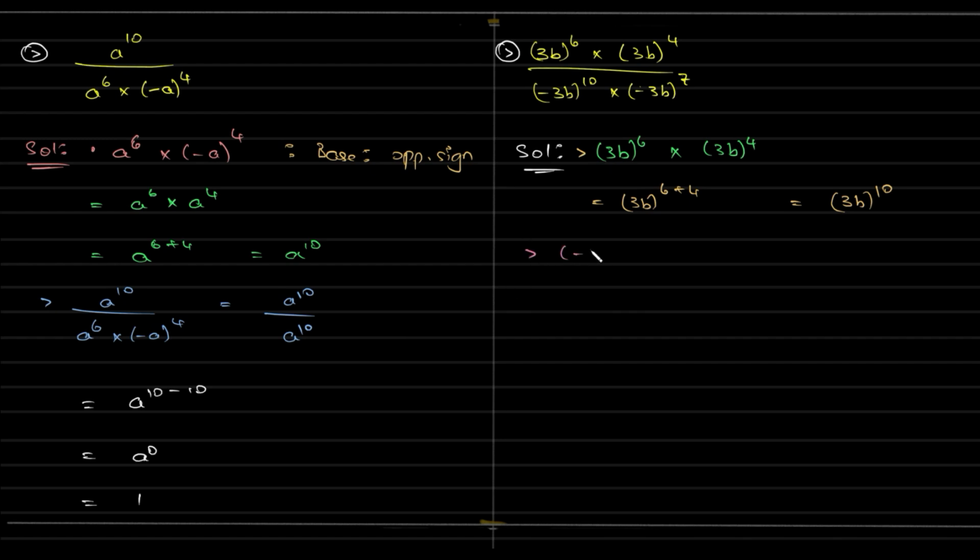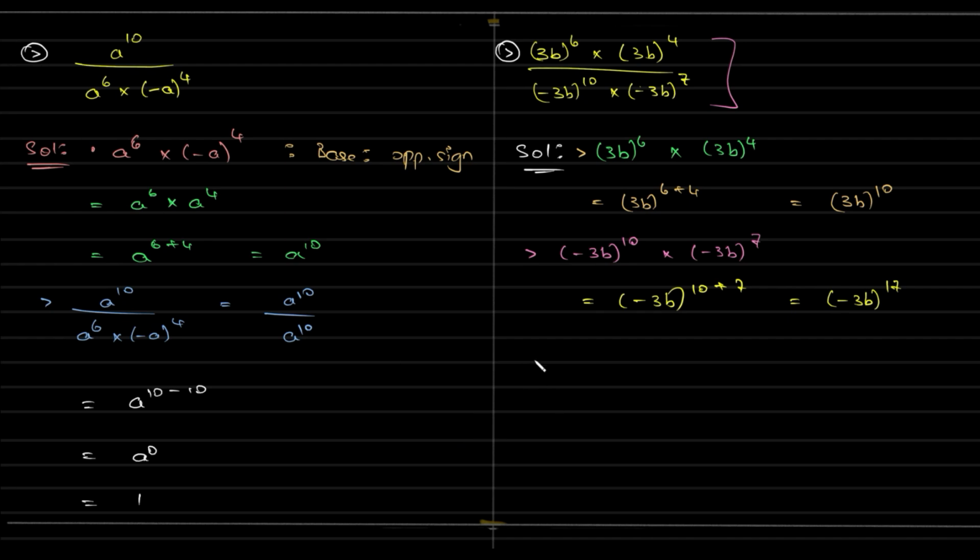Next we have negative 3b whole to the power of 10 into negative 3b whole to the power of 7. Same base, is it not? Within this entire question, the bases are different. But if I take this as a question, the base is same. So I can solve it individually, no issues. Negative 3b whole to the power of 10 plus 7, negative 3b whole to the power of 17.